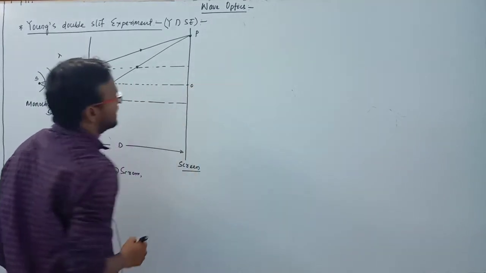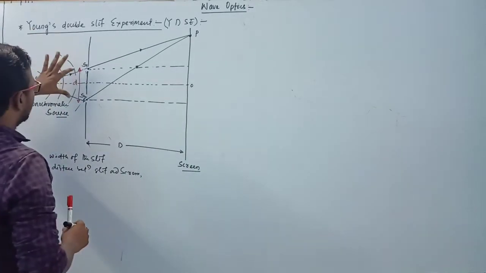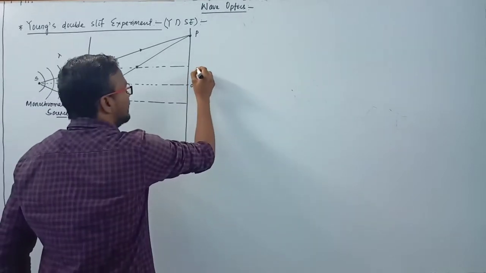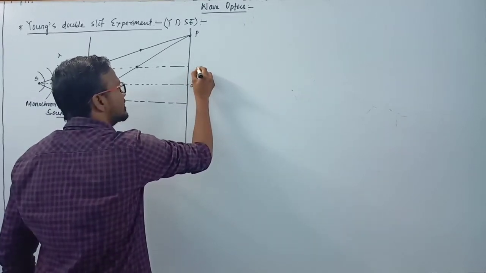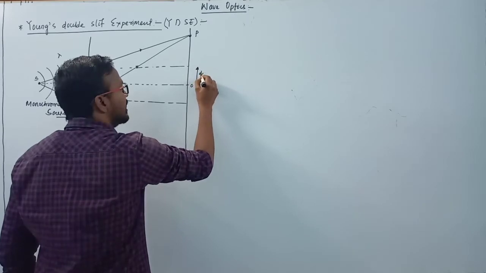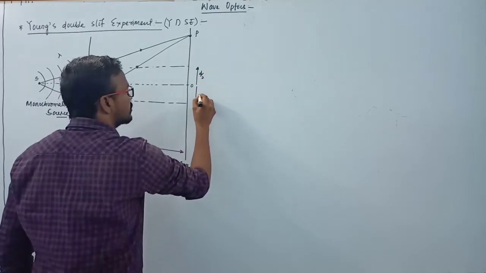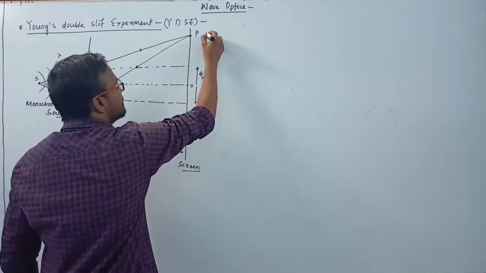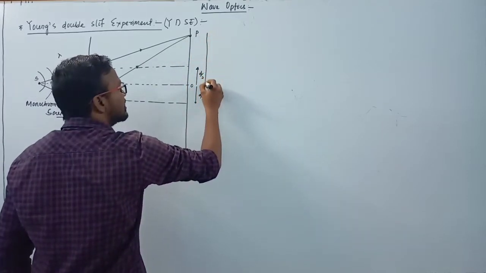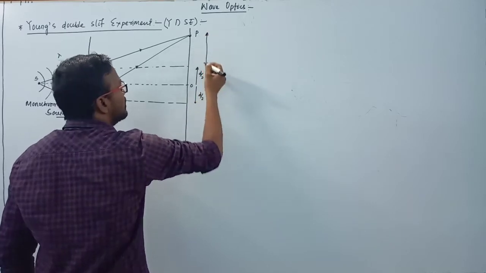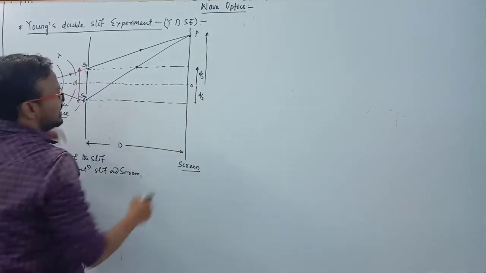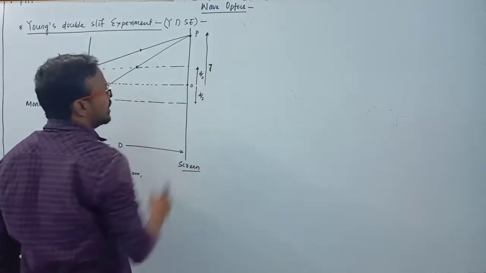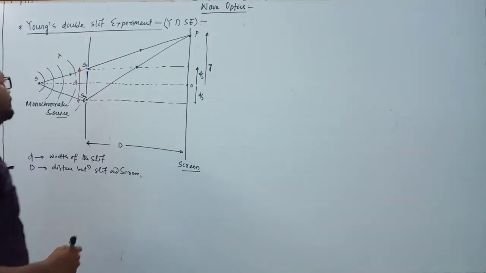Okay, this is the center O. If the distance S1 to S2 is d, then this distance is d by 2, and this distance is also d by 2. We have to choose a point P here, and this point P is at a distance of y from the center of the slit, or we can say from point O. Clear? Okay.